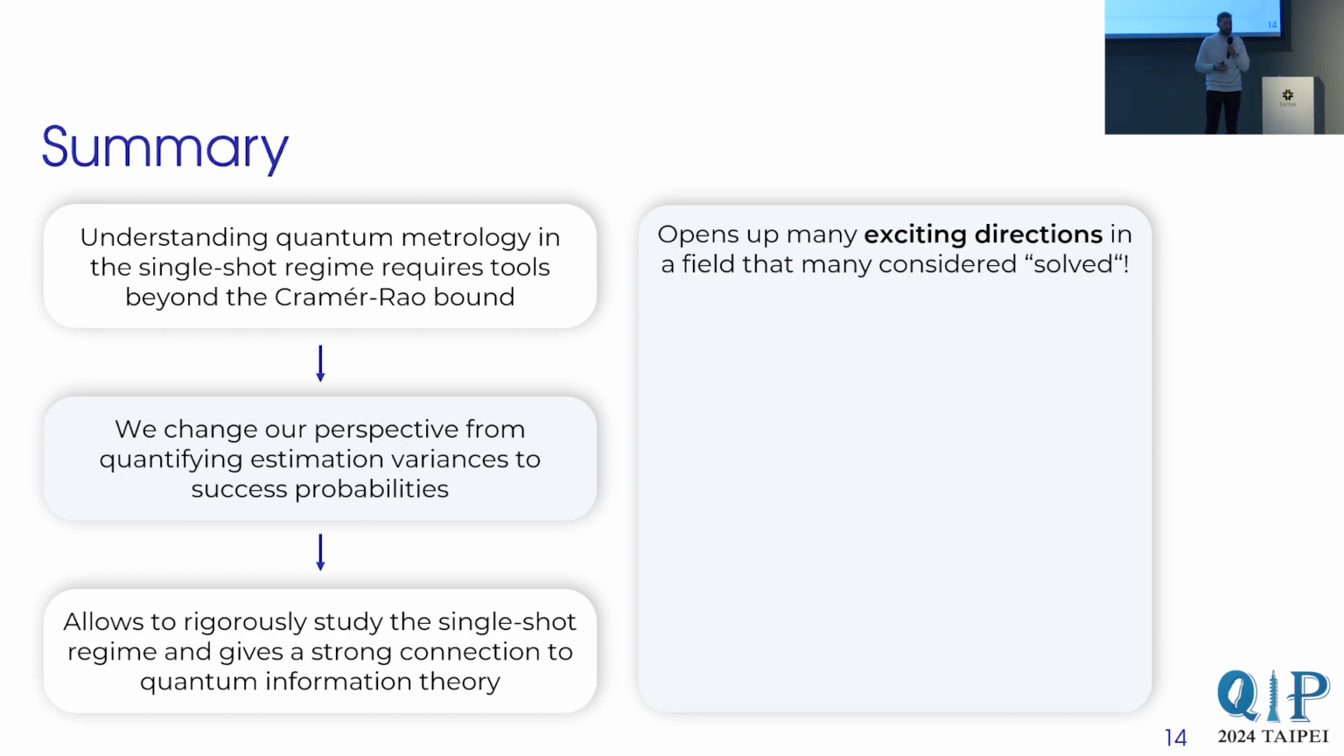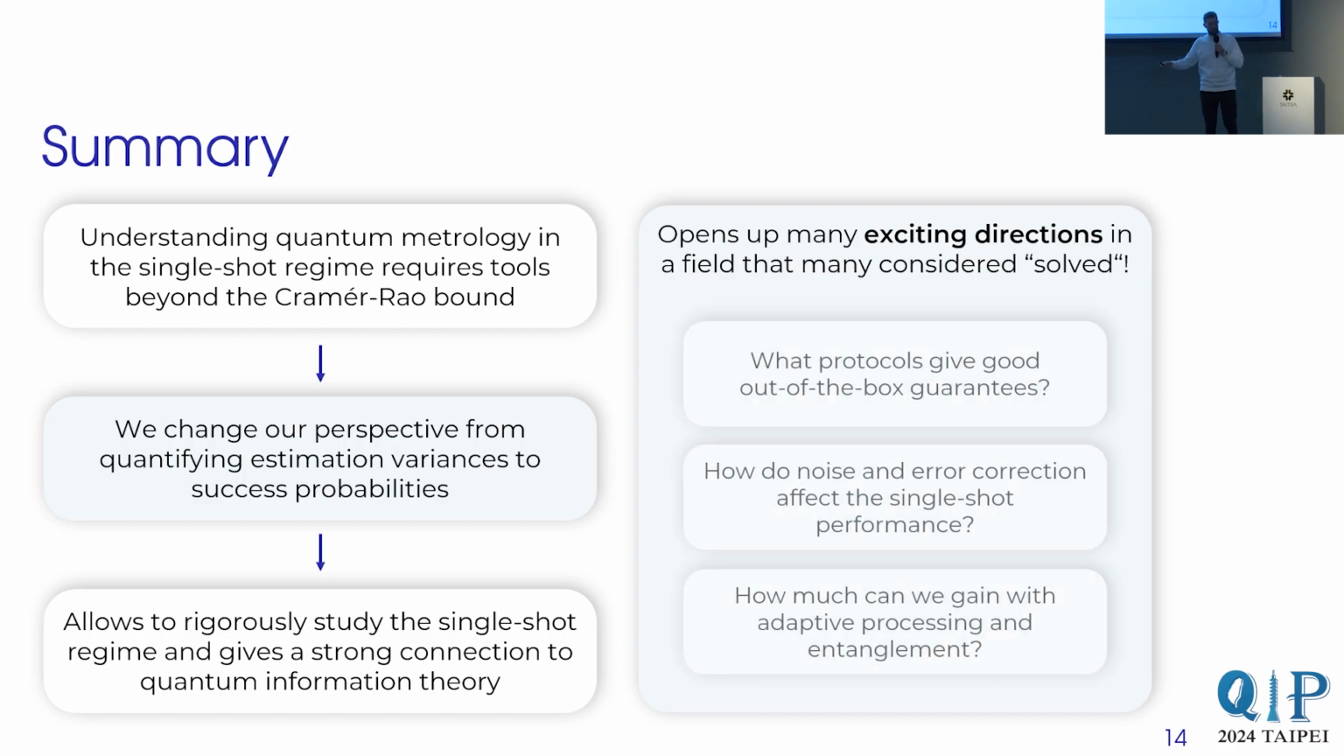All the fundamental work has been done in the 70s, 80s, 90s, and now there's nothing more to do. But no, in the finite setting, everything is completely wide open. So for example, we have a lot of questions here. Find protocols that have good out-of-the-box guarantees, see how noise and error correction fit in this picture, and also understand how much we can actually gain in the finite sample regime with adaptive processing. And I think that's also a very important one because there I really expect that there will be a noticeable gap. So what we can actually practically do.